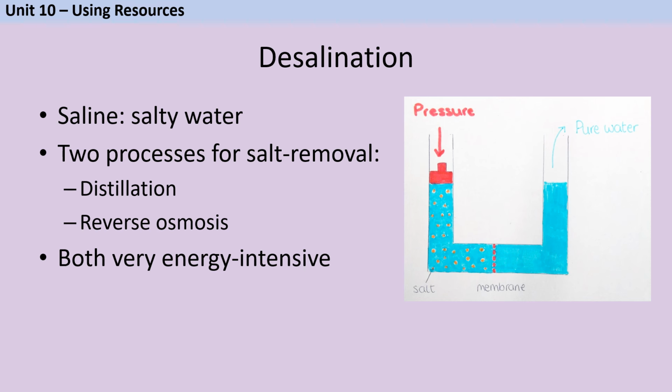There's a huge amount of salt water in the world in the oceans. Salt water is sometimes called saline, so the process of removing that salt and stopping it from being saline is called desalination. There are two methods that we can use: distillation and reverse osmosis. They're both very energy intensive processes, and that makes them very expensive. So if we have an option to make potable water from other sources, we tend not to do these.